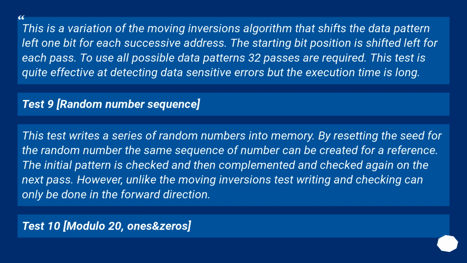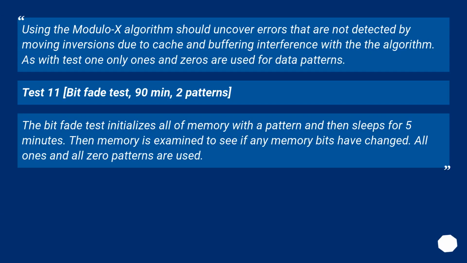Test 10. Modulo 20, ones and zeros. Using the modulo X algorithm should uncover errors that are not detected by moving inversions due to cache and buffering interference with the algorithm. As with test 1, only ones and zeros are used for data patterns.